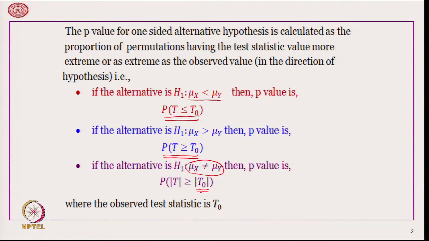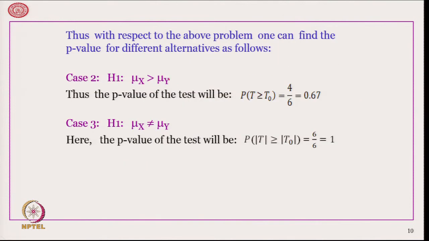For this case, our alternative was that mu A is less than mu B, therefore, we will stick to this one. And we have calculated that this probability is coming out to be 3 by 6, which is equal to 0.5. Similarly, if the alternative would have been mu X greater than mu Y, that is mu A greater than mu B, then that would have given us the value 0.67 for p, and if we would have looked at the probability of modulus of t greater than or equal to modulus of t naught, that would have given us the value 1.